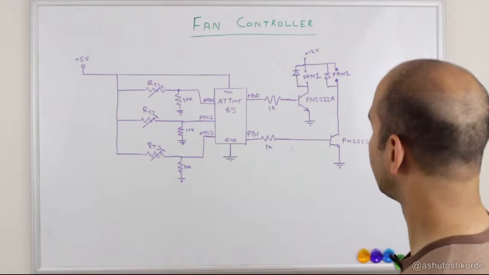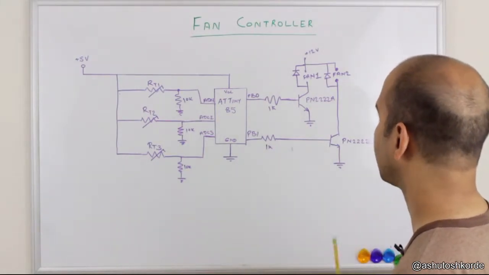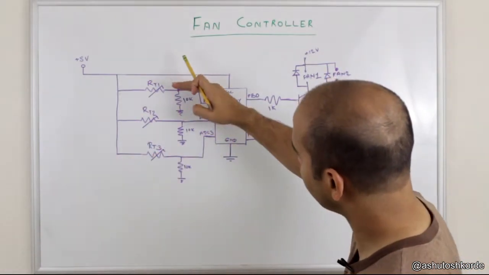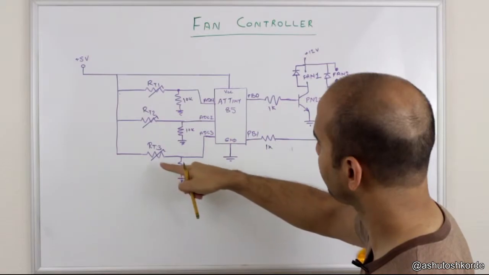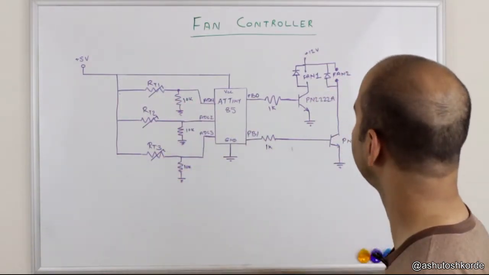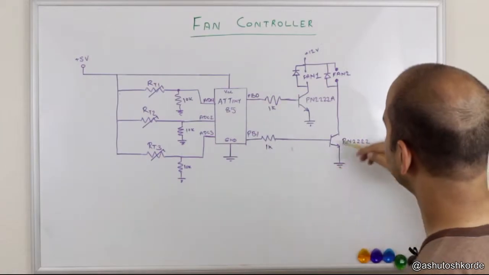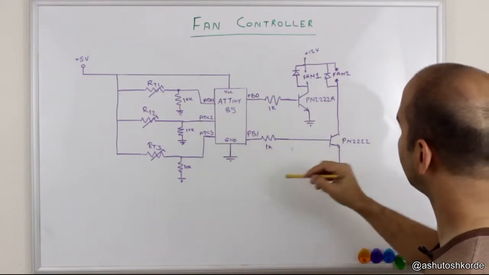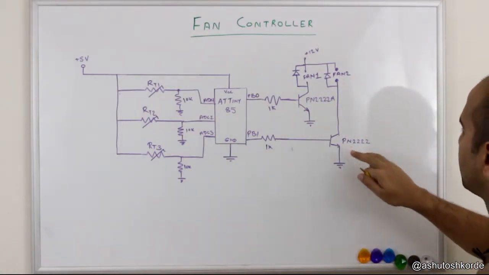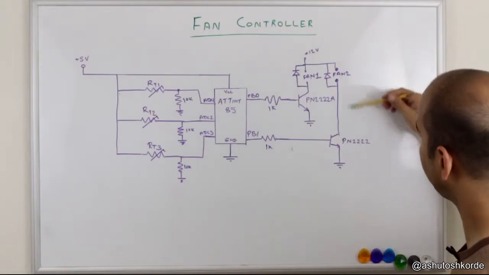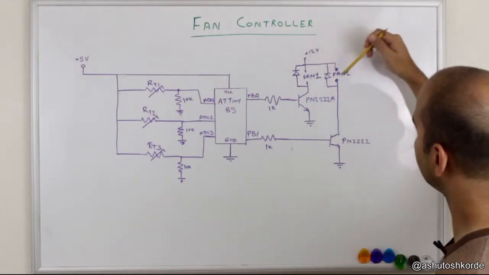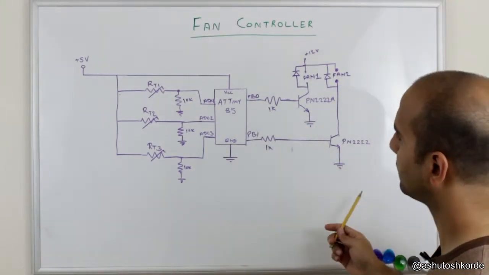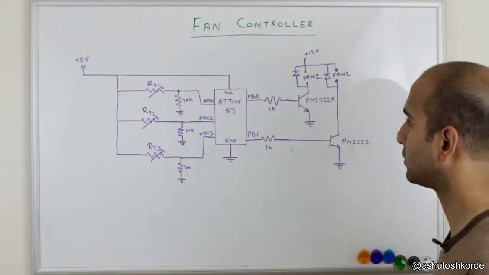Alright folks, so here we have the schematic for the fan controller, and on the left hand side here we have the three thermistors RT1 to RT3, and on the right hand side we have the output section wherein the two pins PB0 and PB1 drive two general purpose NPN transistors, and they are connected to the two fans. That's the basic schematic that we would have for the fan control.